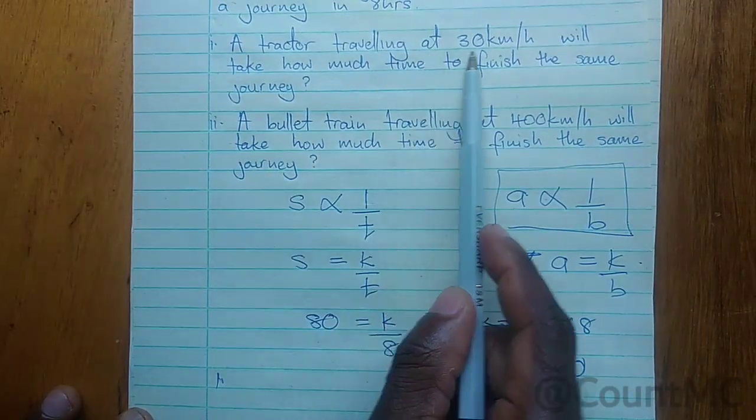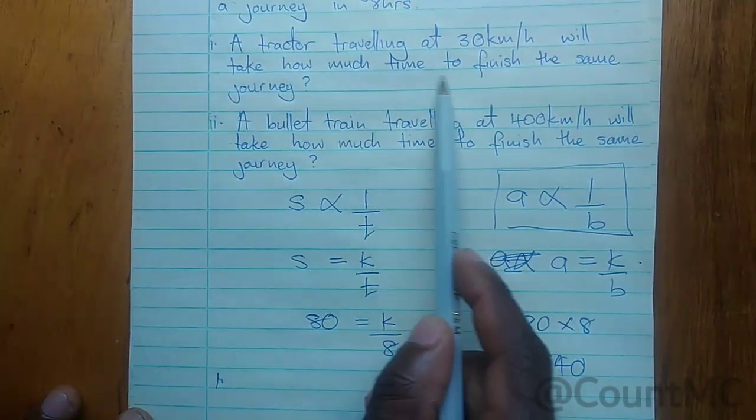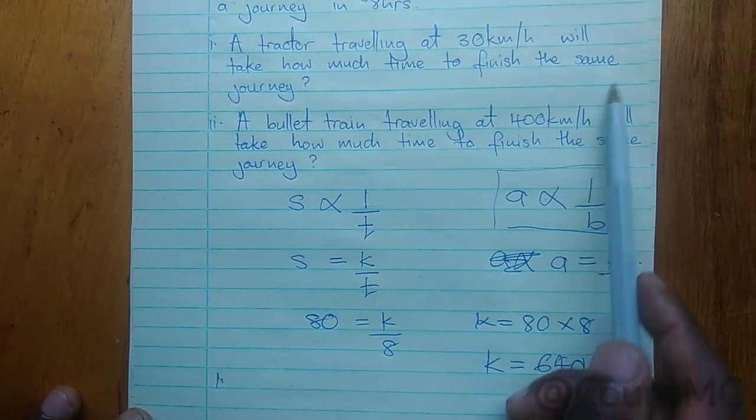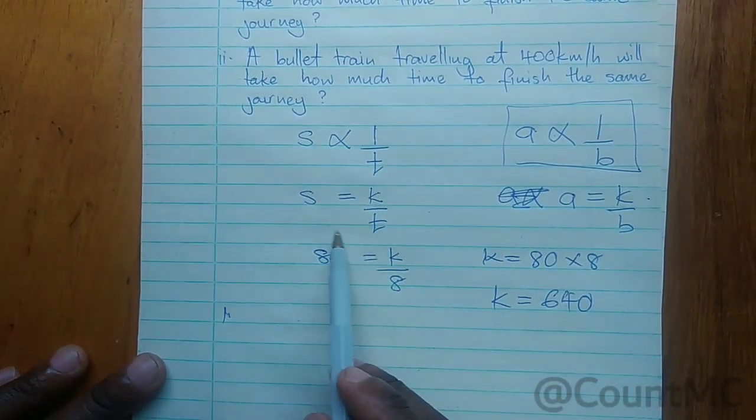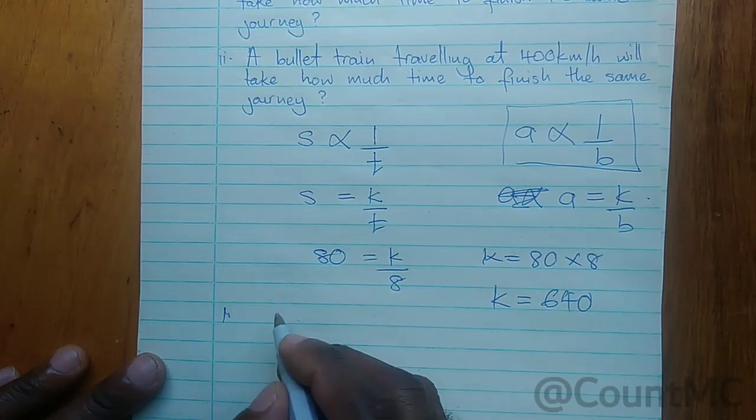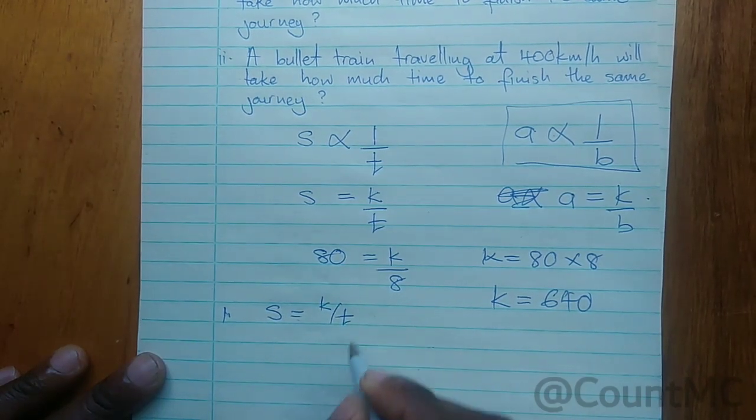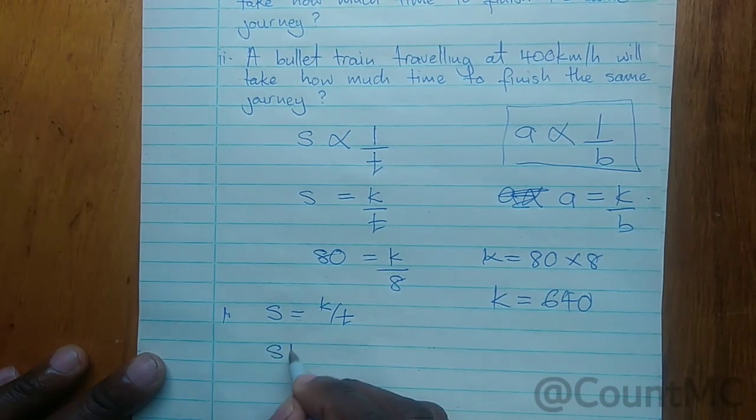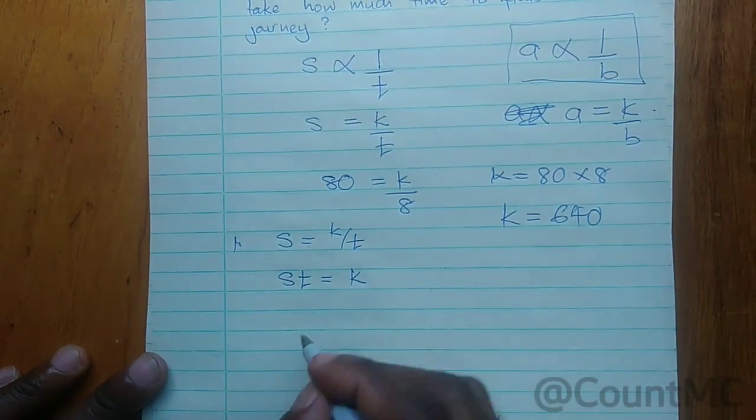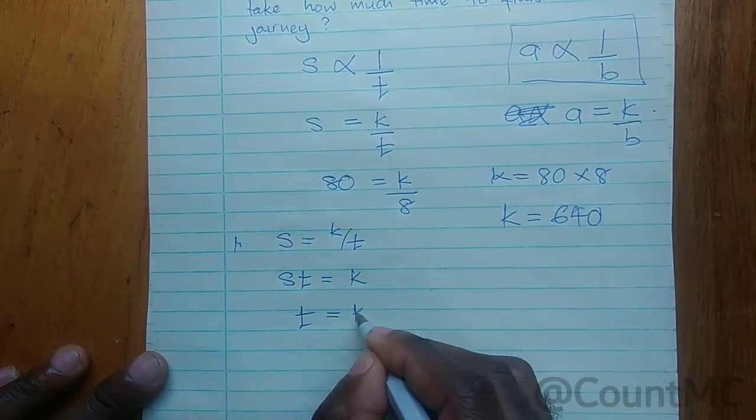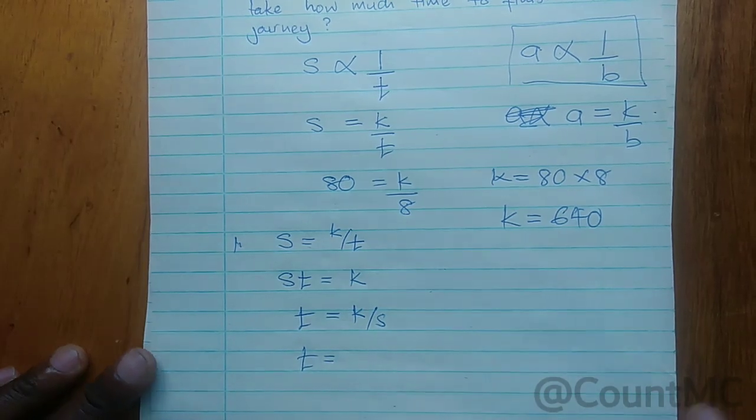A tractor traveling at 30 kilometers per hour will take how much time? We need to find T, to finish the same journey. So come here, S is equal to K over T. So S times T is equal to K. T is equal to K over S. So let us substitute and get the time.